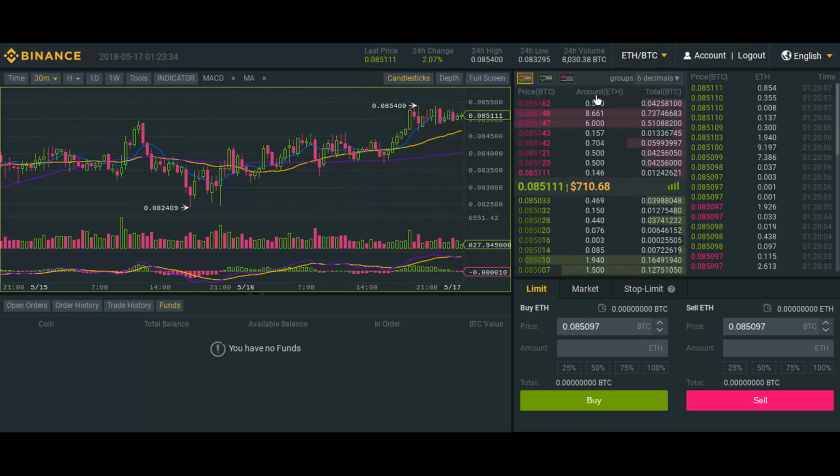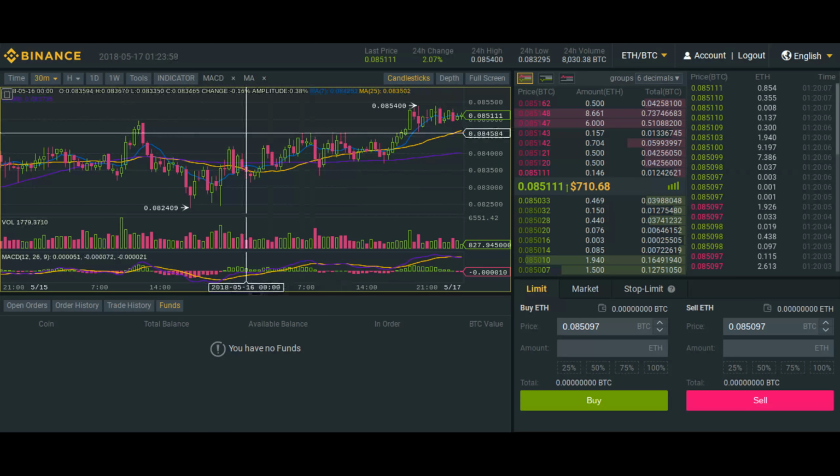Now, directly under that, what we have here is the sell orders, and these are those that are holding ETH that are waiting to sell. And under that, you have the buy orders, which is those that are holding BTC that are ready to buy. You have the market orders. You have the live market orders.